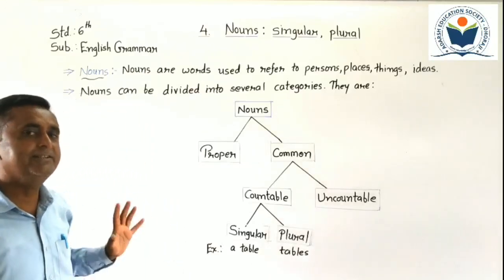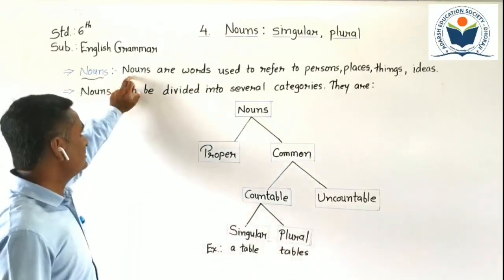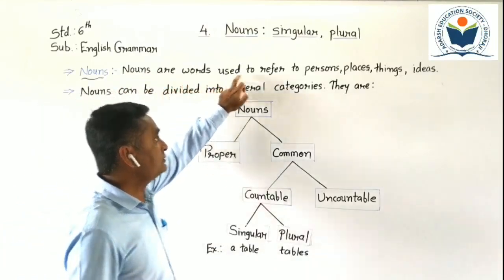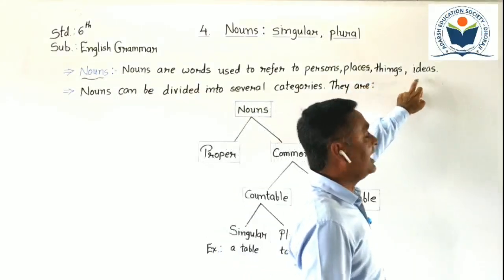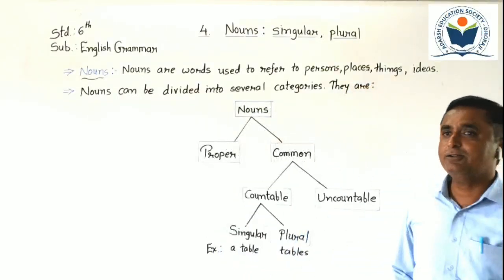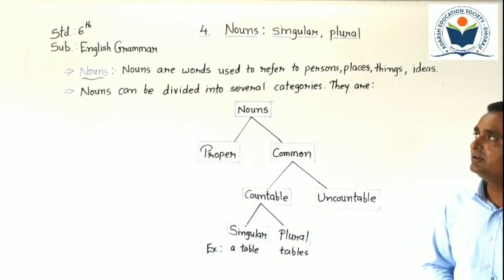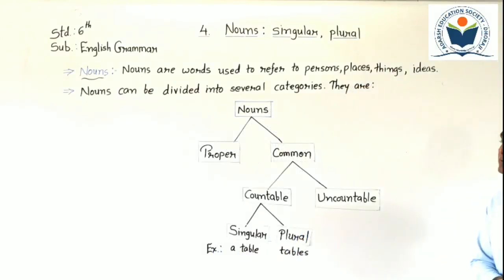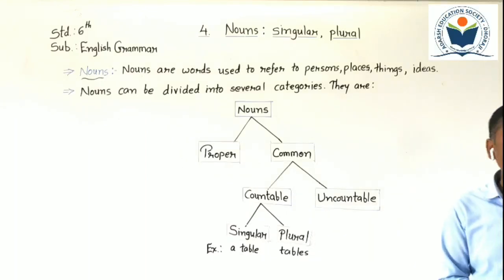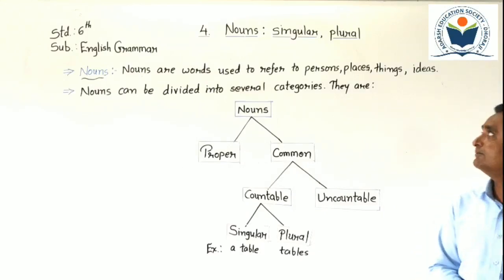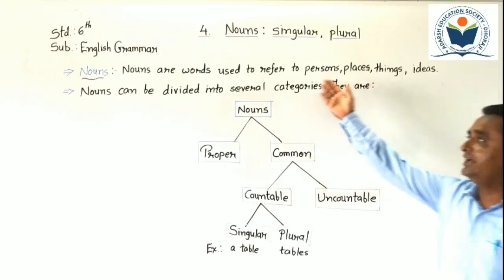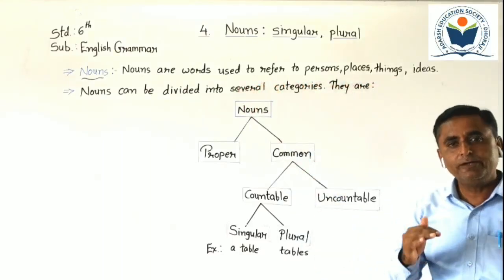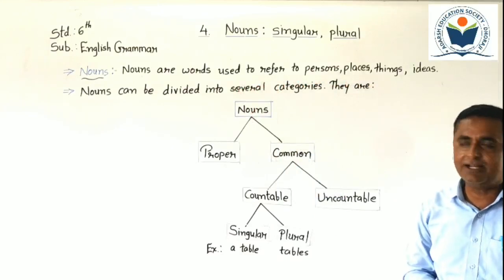The noun definition is given here. See, nouns are words used to refer to persons, places, things, ideas. They are all known as nouns. Nouns are words used to refer to a person's name, place name, and things name or ideas. They are all known as nouns. We already studied this in our lower classes.